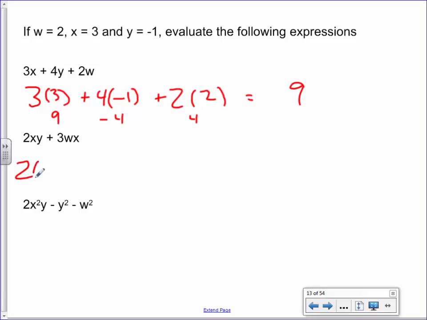2, x is 3, y is minus 1. 3, w is 2, x is 3. 2 times 3 would be 6. Make it negative 6 with negative 1, right? 3 times 2 is 6. Times that by 3 would be 18. Minus 6 and 18. Go.